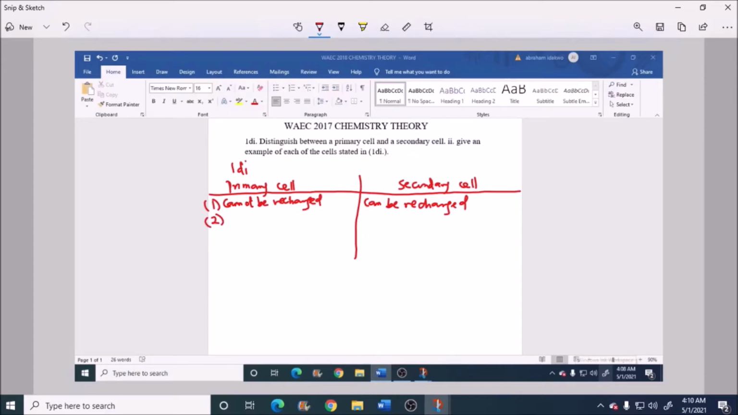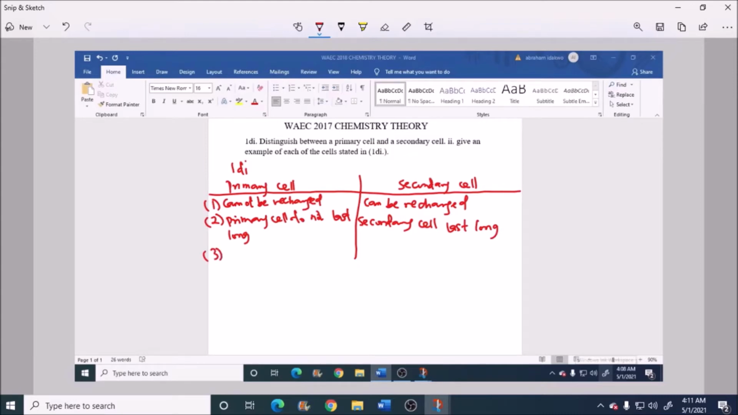We have number 2. Primary cell do not last long, while the secondary cell lasts long. So this is number 2.